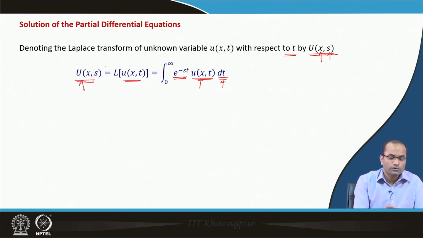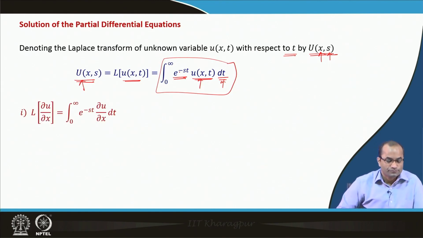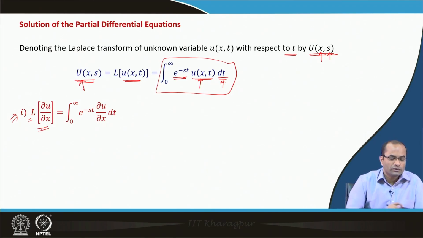So, u x s is equal to this 0 to infinity e power minus s t u x t d t. So, we have then all those possibilities that if we want to apply this Laplace transform to this partial derivative with respect to x. So, since we are not taking this derivative or this Laplace transform with respect to x, so this x will be treated as constant.